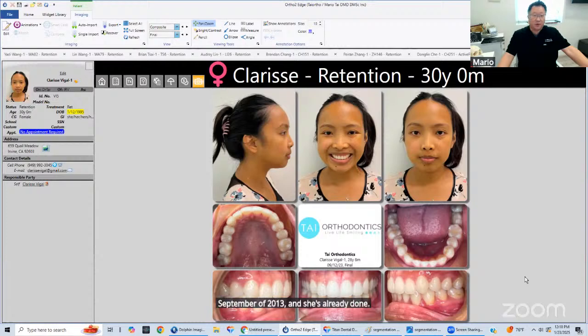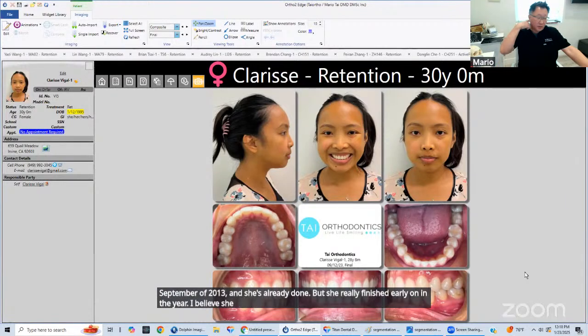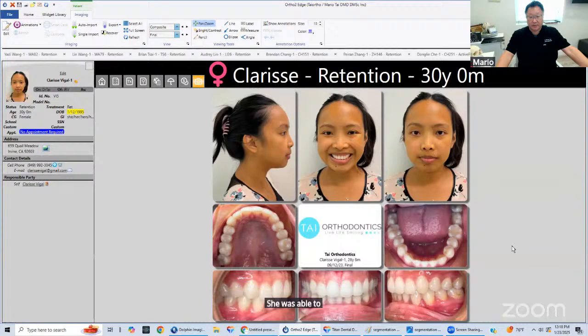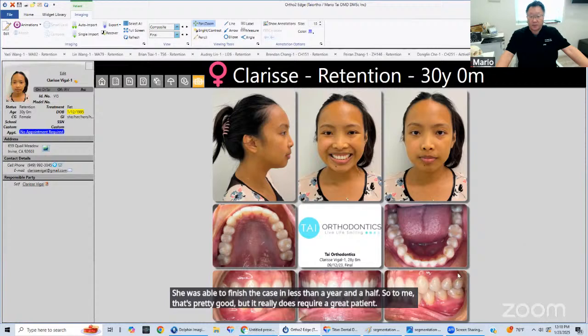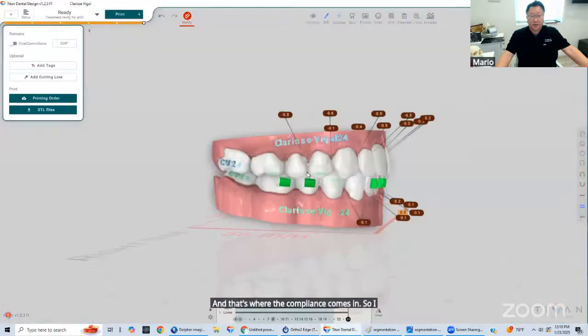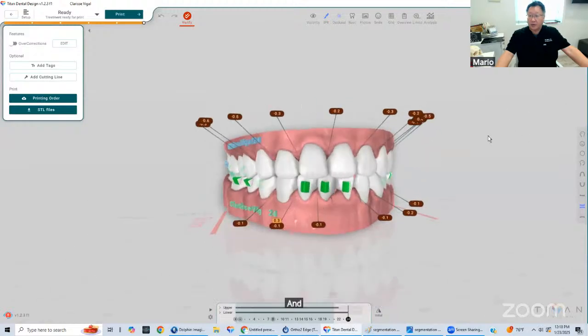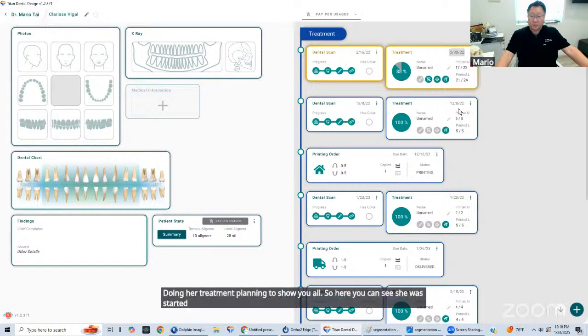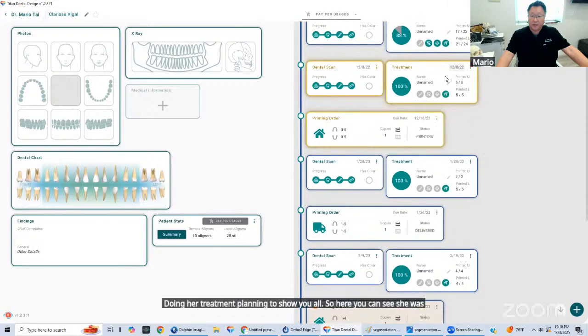Okay, but she really finished early on in the year. I believe she finished around April or something. So the whole treatment, lower incisor extraction, with everything, all the refinements, she was able to finish the case in less than a year and a half. So to me, that's pretty good, but it really does require a great patient, and that's where the compliance comes in. So I'm going to go back to here, and I'm going to just do an overview before I start doing her treatment planning to show you all. So here you can see she was started in March 2022. So she had all her aligners then, and then she came in December.